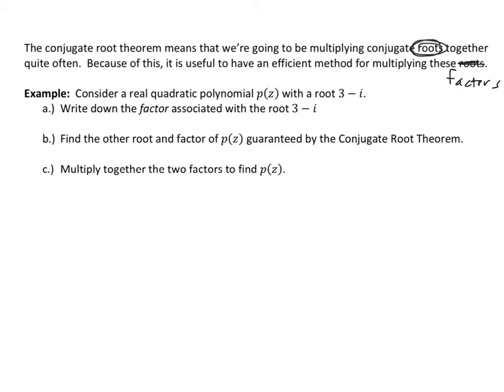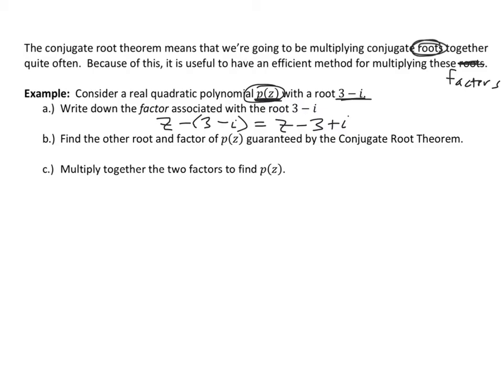So, in this example, consider a real quadratic polynomial, p of z, that has a root of 3 minus i. My first question: write down the factor that's associated with 3 minus i. The factor would be z minus (3 minus i). And you might wonder, why did I decide to use z? Well, this says p of z. Commonly, z is used for complex numbers, so that's where that came from. I want to write this as z minus 3 plus i. Okay, so that's the factor associated with that.